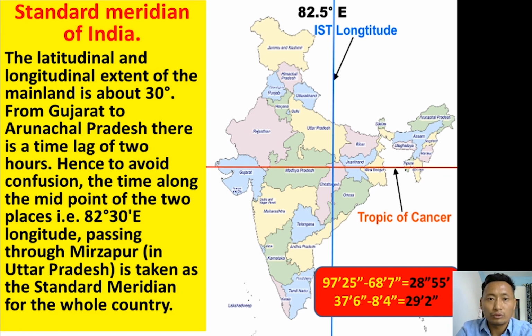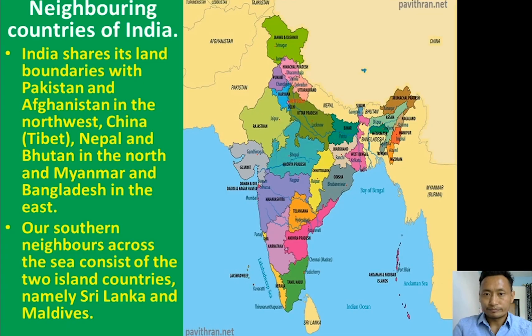So in an exam, if they ask which is the standard meridian of India, or standard longitude of India, it is 82 degrees 5 minutes east. That longitude passes through a city in Uttar Pradesh called Mirzapur. That is the standard meridian of India. Based on that longitude, the local time of India has been set up.